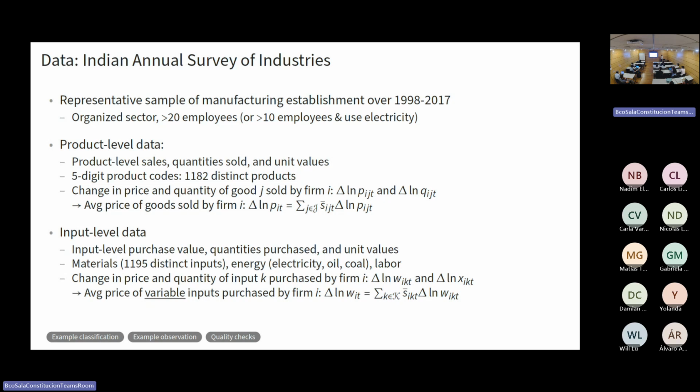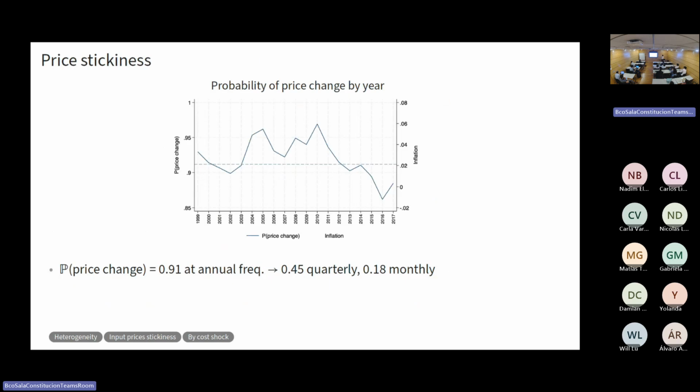And that means that we can compute at the firm product level changes in the quantity of inputs that these firms are going to use and changes in the price of inputs that these firms are going to pay. And whenever we need to, you can aggregate these changes in material prices using a Törnqvist index. Great. So this is the probability of price changes per year in the manufacturing establishments from this data.